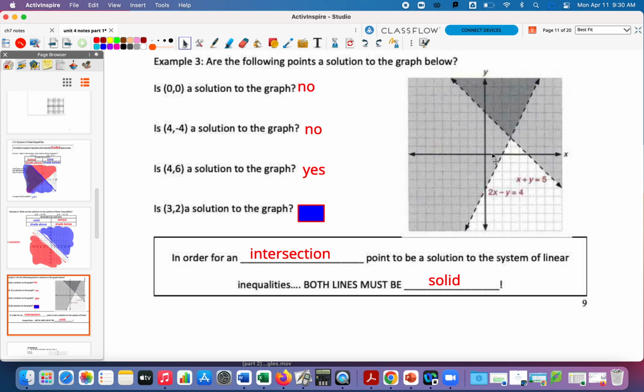This 3, 2 is the interesting one. 1, 2, 3, then 1, 2 looks like it's right at this intersection point, but it's actually going to be a no. It's not inside the shaded region. It's where they're intersecting, and they're both dashed lines. Even if just one of them was a dashed line, we would say no. In order for an intersection point to be a solution, it has to be where both lines are solid. So definitely remember, on a solid line it works, on a dotted or dashed line it does not. There's a practice on the next page. Try those out, and we'll go from there.